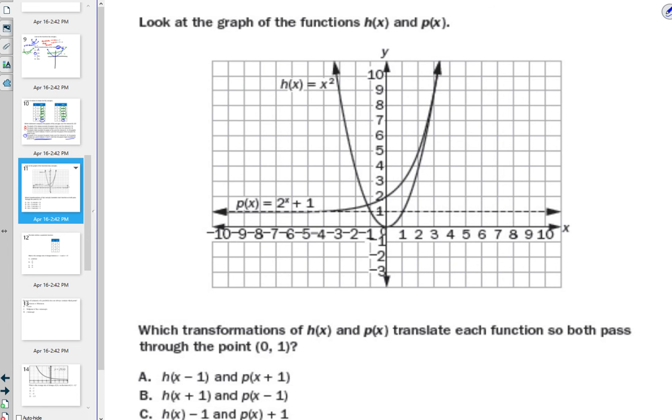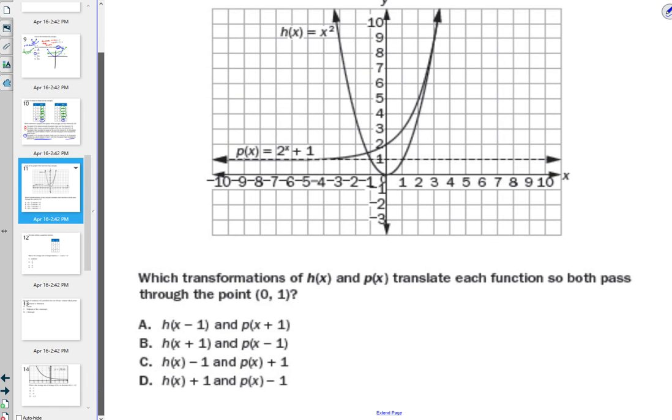Oh look, this is kind of like what I just drew. But it's asking you something else. Which transformations would translate each function so that both would pass through 0, 1? Okay, so p of x looks like the exponential, and then h of x is the quadratic. What can I do to the parabola to make it pass through 0, 1?